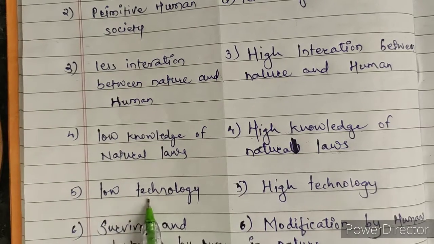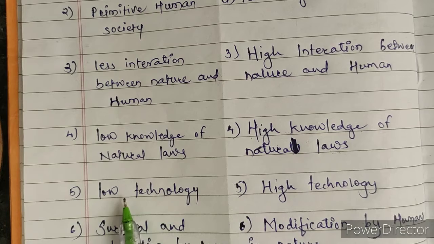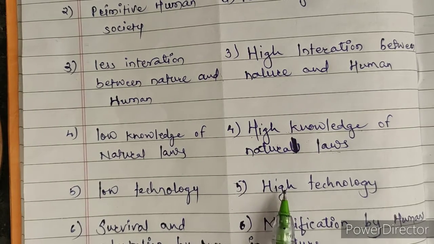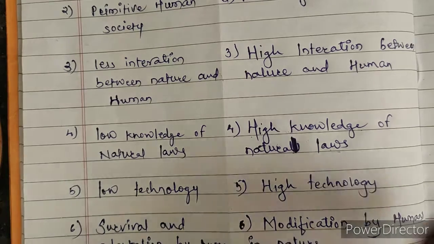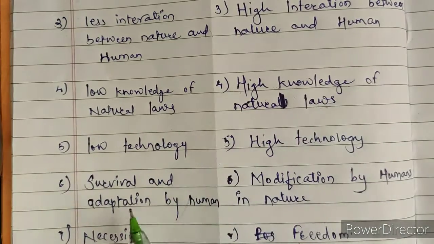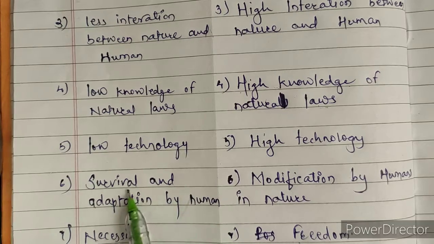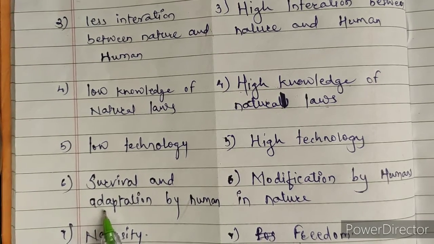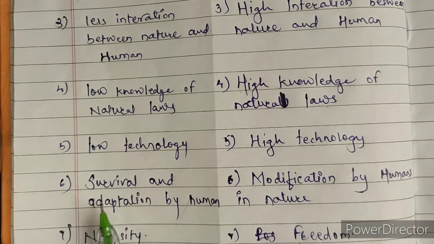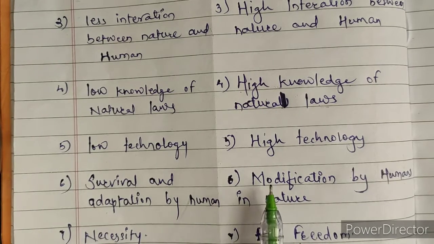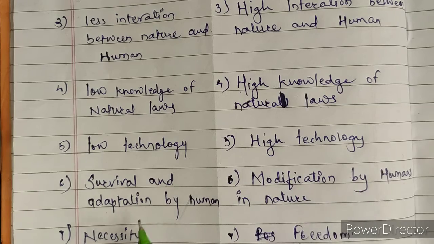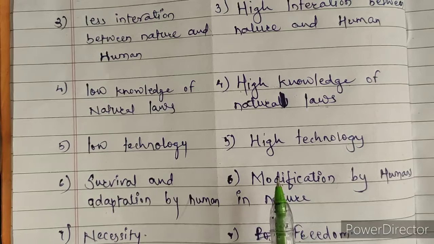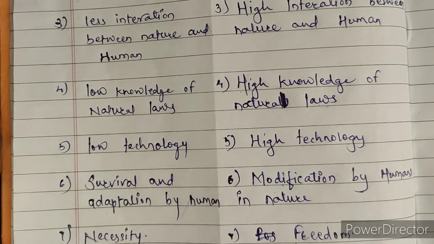Then next is low technology, high technology. In naturalization of human, there was low technology. In humanization of nature, there was high technology. Then next is survival and adaptation by human. We survived, we adapted to the situations and conditions which were created by nature, and here we modified nature. Here we adapted to all conditions, but here we modified those conditions because of technology.